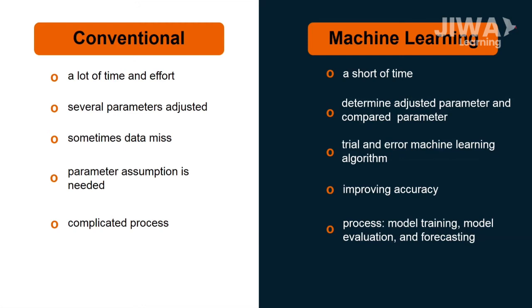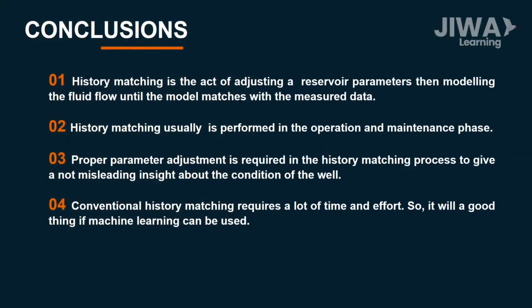From the previous explanations, we can draw several conclusions. First, history matching is the act of adjusting a reservoir parameter, then modeling the fluid flow until the model matches the measured data. Second, history matching is usually performed in the operation and maintenance phase. Third, proper parameter adjustment is required in the history matching process to give a not misleading insight about the conditions of the well. Lastly, conventional history matching requires a lot of time and effort, so it would be a good thing if machine learning can be used.